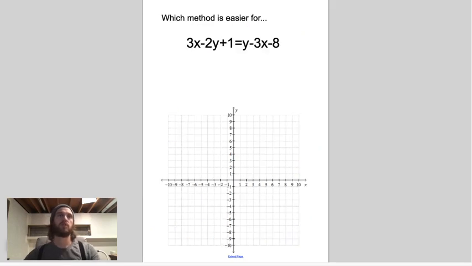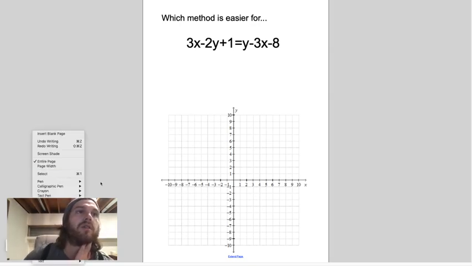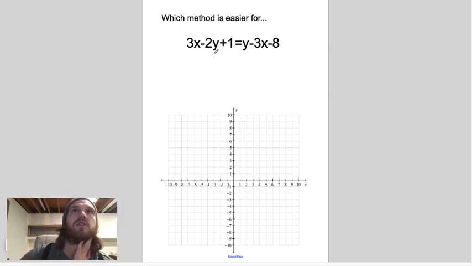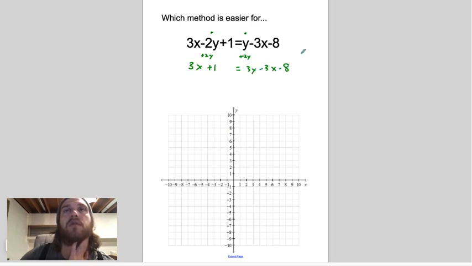All right, let's take a look at this one. Which method do you think is easier here? Well, I don't know. Let's try putting it in slope-intercept form and see what we think. Well, I've got like terms on opposite sides of the equation. I've got y separated, so I'm going to add 2y to both sides. And you'll end up with 3x plus 1 is equal to 3y minus 3x minus 8. All right, great. x's on opposite sides. Let's add those together, or use inverse operations, I should say.